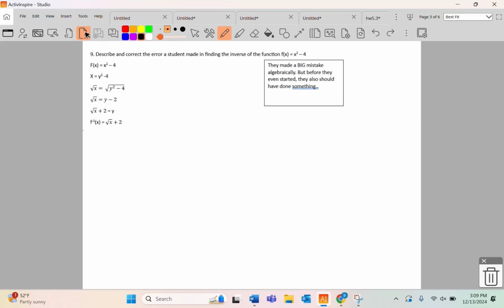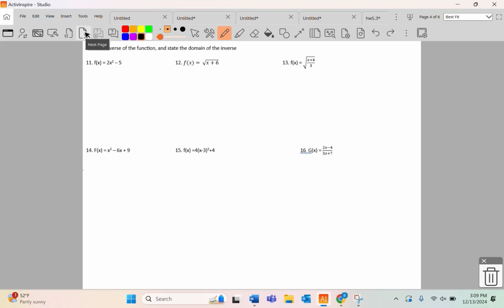I'm not doing that one. Let's do a couple of these here. Let's do 13. Again, your 3 steps here, kids, are to swap x and y, resolve for y, and then replace y with the correct notation, the inverse of f of x.